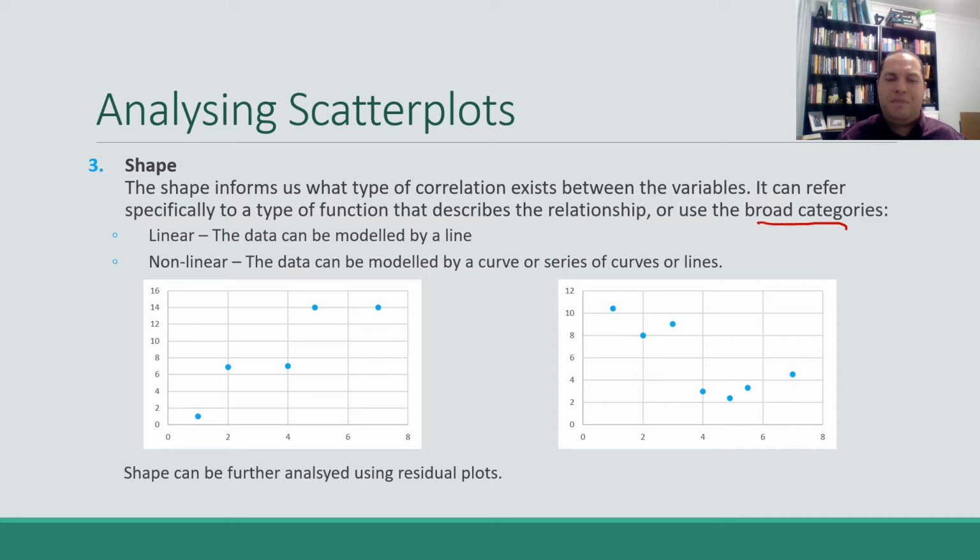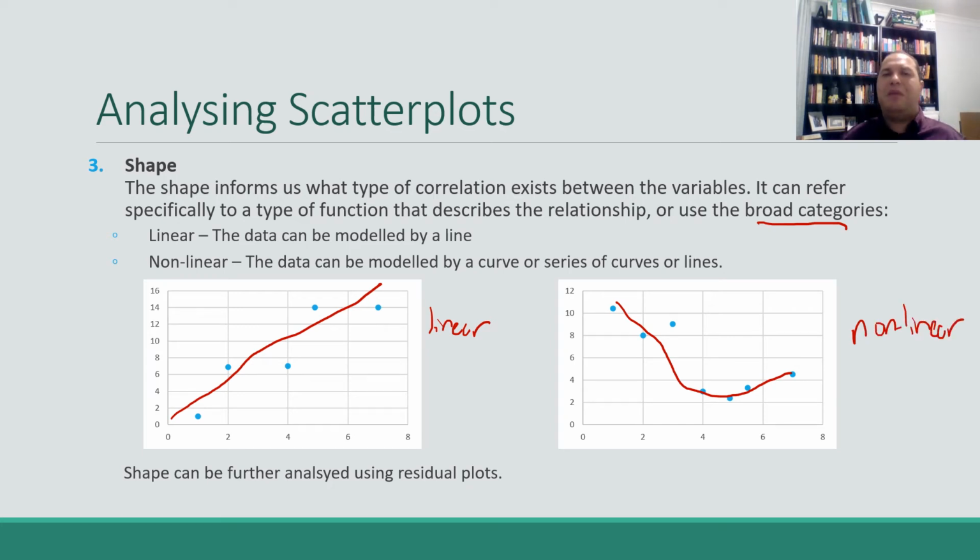So linear: the data could be modeled by a straight line, like in this first one. So that one would be linear. Or non-linear: it could be modeled by a curve or a series of curves or lines. This second set of data looks a bit more curved. So that one would be non-linear.